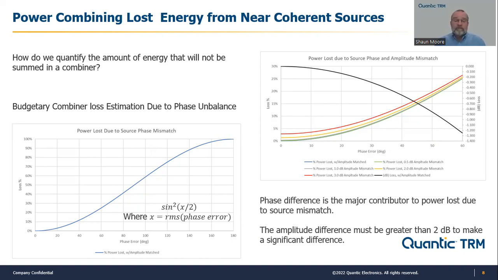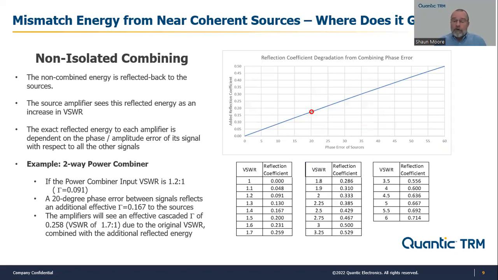So where exactly does this lost energy go when non-isolated combining? Okay, so the energy of what we just talked about there was regardless of whether it's an isolated or a non-isolated case. In the isolated case, that energy gets dissipated in the resistors in the matching network. Now, in a non-isolated case, that energy gets reflected back to the source.